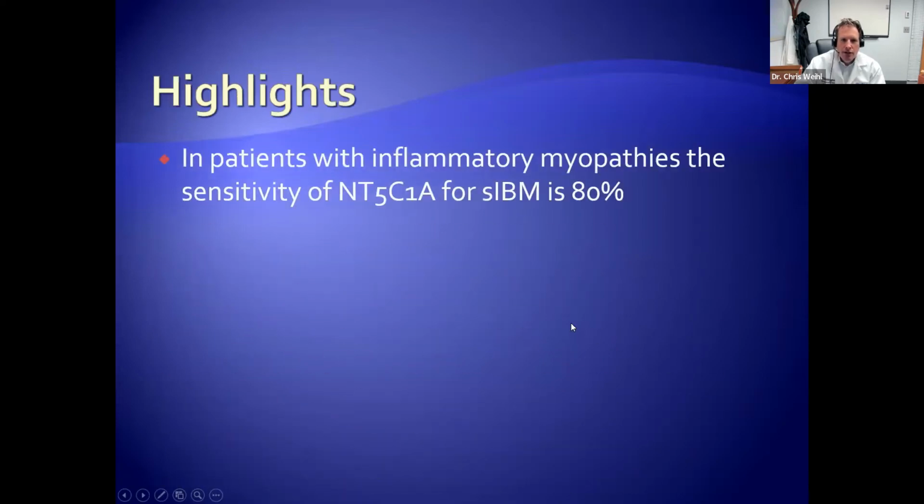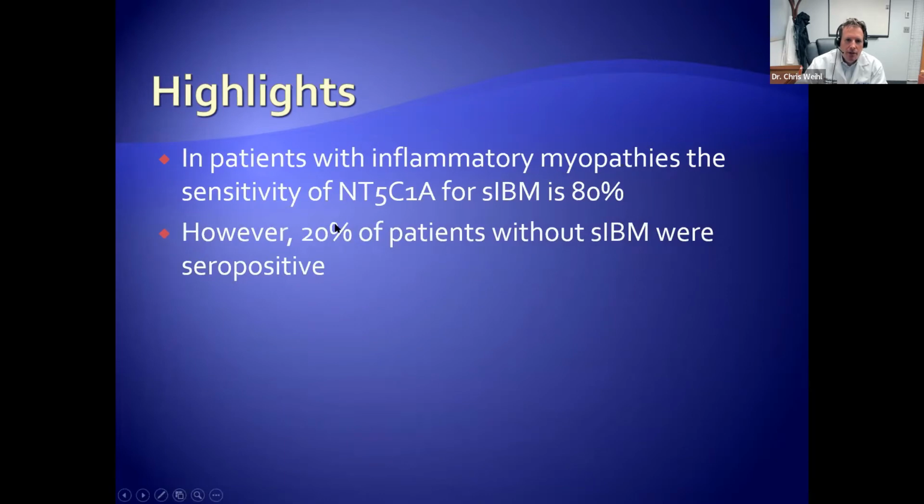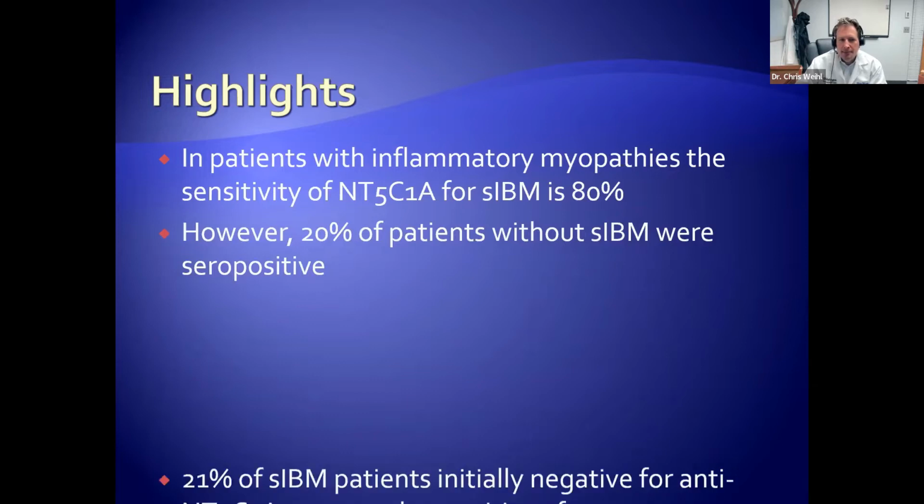Just to let you know, what we identified is that we do believe that the NT5C1A antibody is fairly sensitive for sporadic IBM, with 80% of patients with sporadic IBM having positivity for the antibody. With that being said, 20% of patients without sporadic IBM were seropositive. So it's not a perfect antibody.